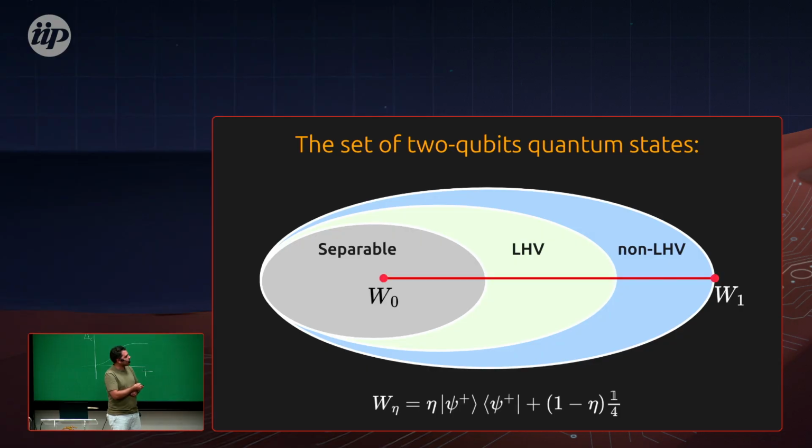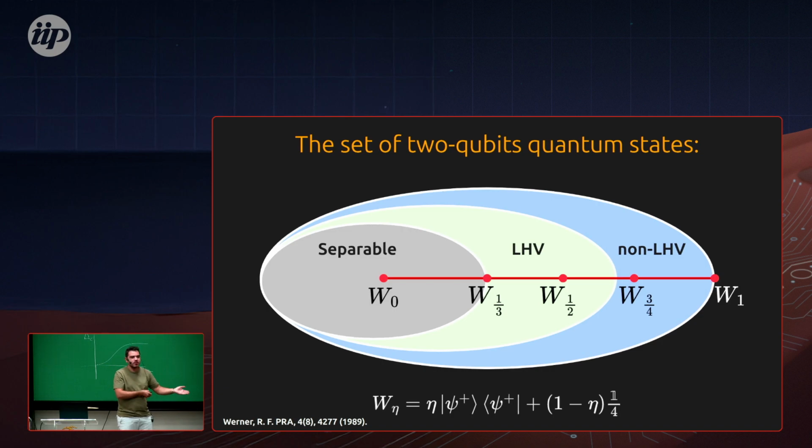And a good way to visualize it is based on this family of states, the Werner states, which are just this convex combination between the maximally entangled state and the maximally mixed state. And Werner proved that for this parameter here, called the visibility, when it is equal to 1/3, you have the transition between separability and entanglement. So it's exactly on the border there. When the parameter is bigger than 1/3, you have entanglement. When it's smaller, you have separable states. And he also proved that, for instance, when this parameter is 1/2, this state is local. Although it's entangled, it's local. Okay.